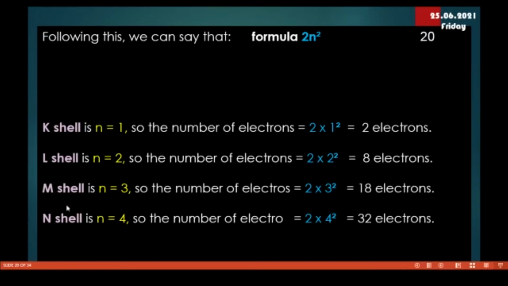For the M shell, n is equal to 3, so the number of electrons is 2 into 3 square. That means 3 threes are 9, 2 nines are 18 electrons. And then for the N shell, n is equal to 4, so the number of electrons is 2 into 4 square. 4 fours are 16, 2 sixteens are 32 electrons.